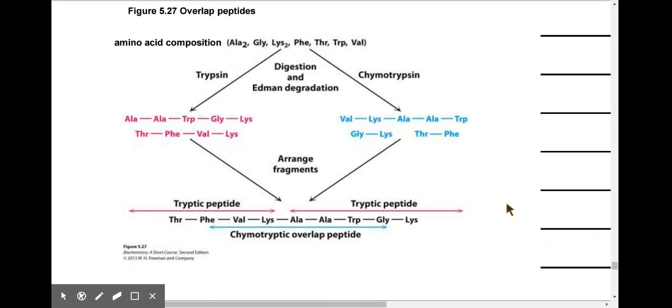We can digest our protein with trypsin, and then run Edman degradation and get two small fragments. We digest with chymotrypsin, and then run Edman degradation and get three small fragments. And overlapping of these fragments with the fragments by chymotrypsin will give us the sequence of the amino acids.